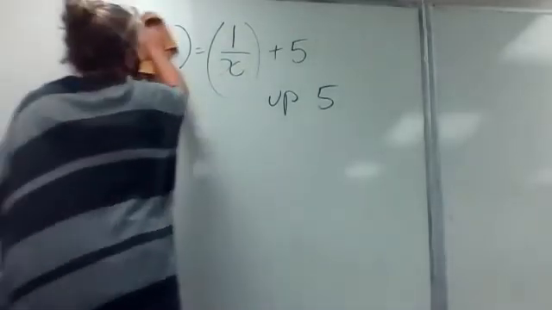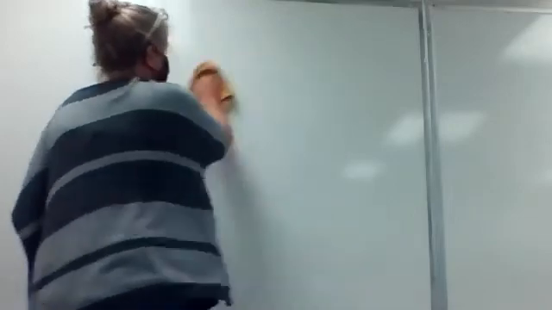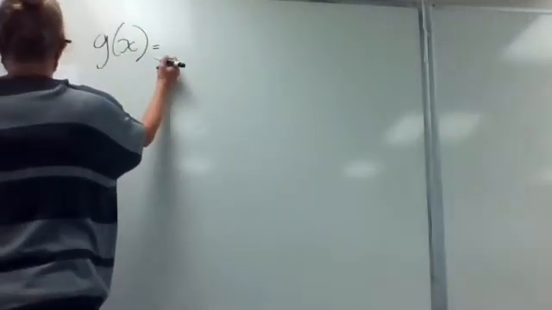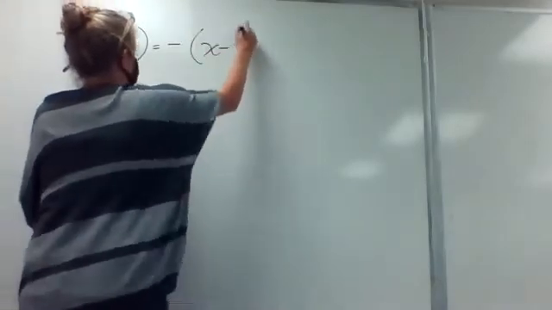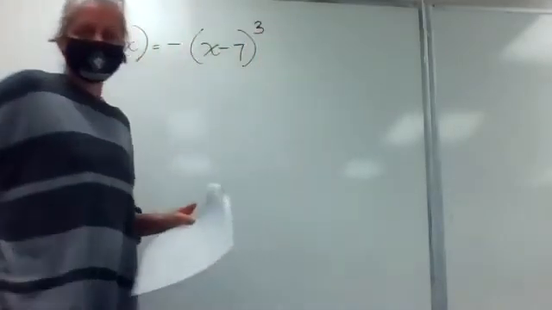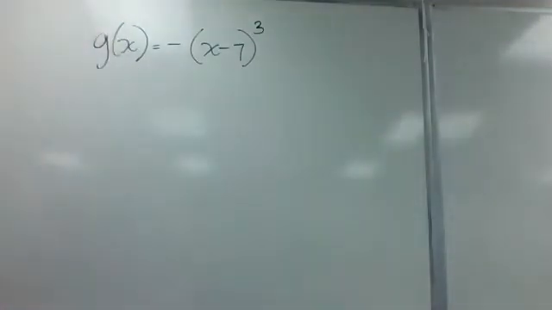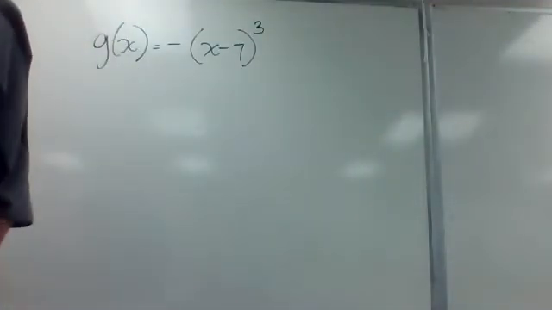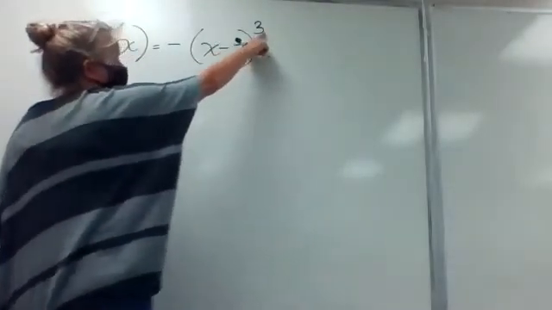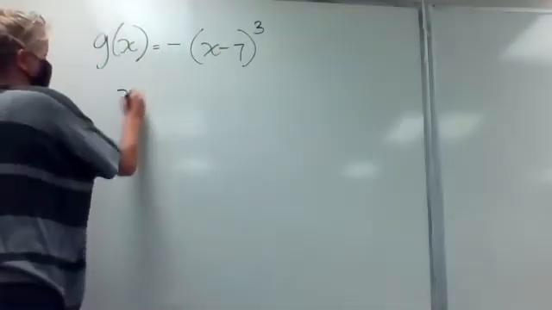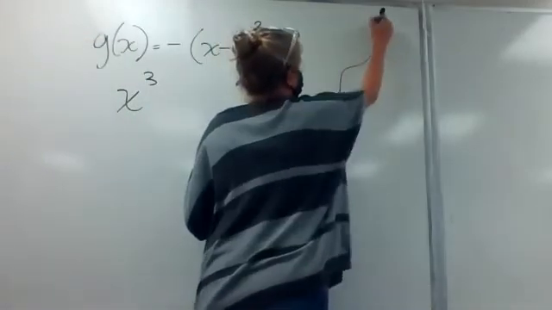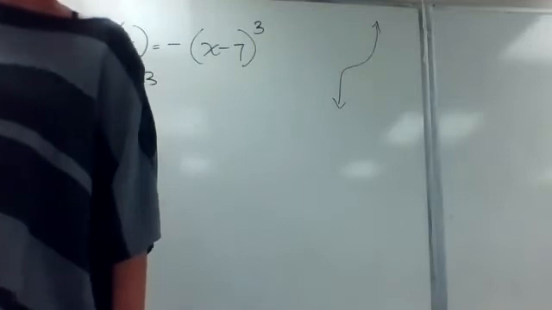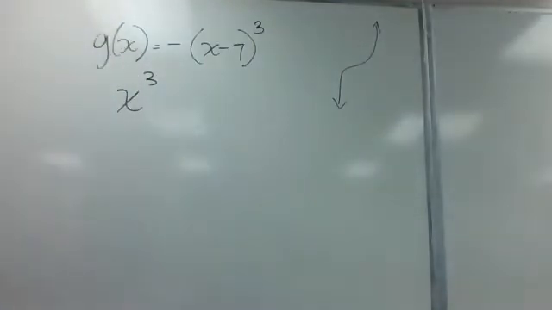All right, number 4. G of x equals negative x minus 7 to the 3rd. So what's my shape? X to the 3rd is your shape, which means it's going to be that cubic shape. So that's what shape you're going to tell it when you're graphing. And then you're going to do the shifts.